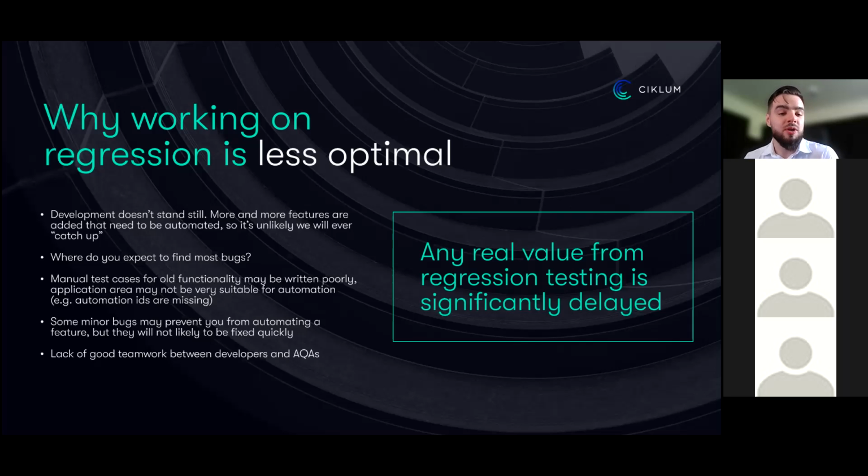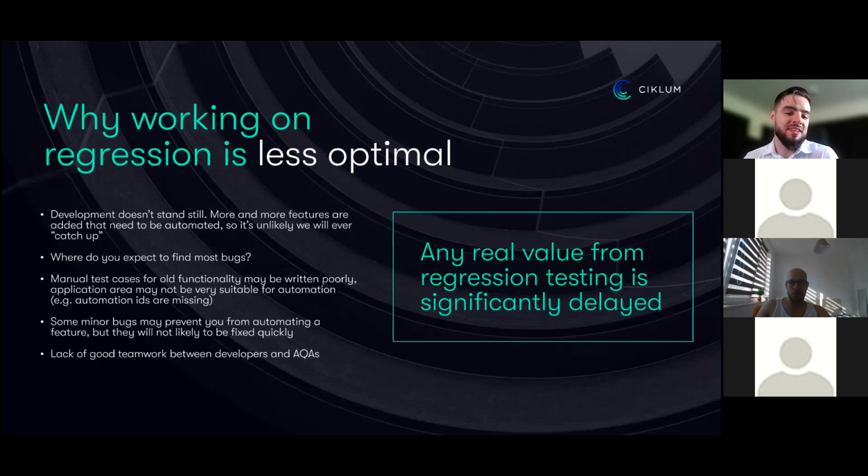Also, you have to ask yourself, where do you expect to find most bugs? Is it the areas of the application which are currently being changed and modified, or are these areas which are already released and tested manually? Usually, I think the answer is the parts of the application which are currently being worked on.